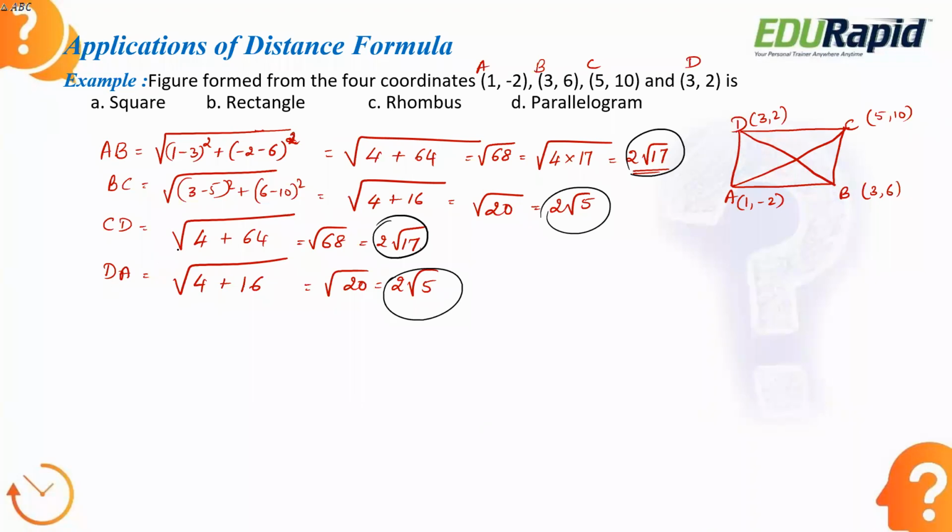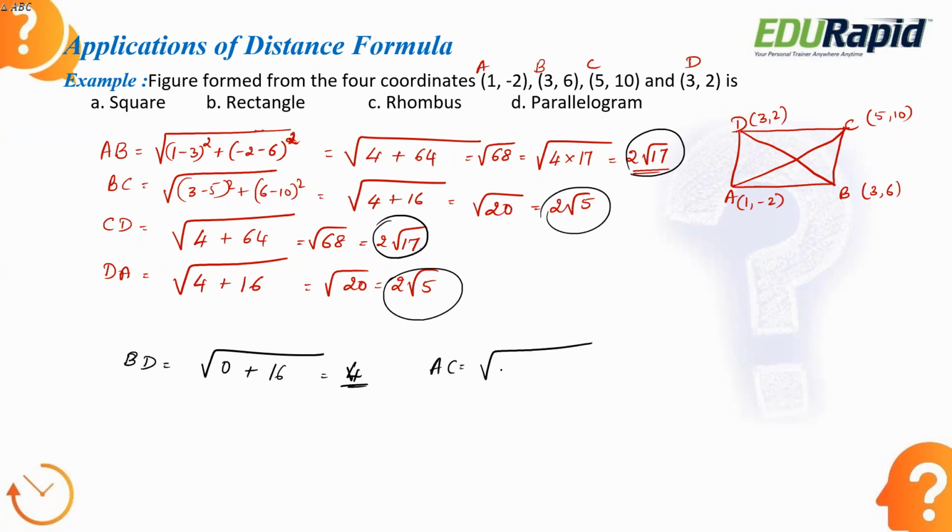For that, yes, we'd have to check for the diagonals. I hope you have already checked. Let me check it once for you all. So BD. BD is equal to root of 3 minus 3 is 0, plus 6 minus 2 is 4. So 4 square would be 16. So root 16 is 4. I already got BD. Now AC.